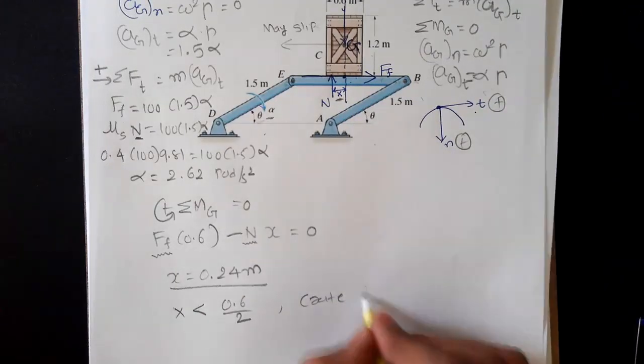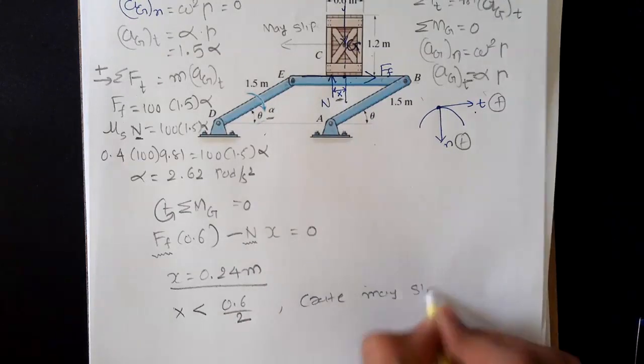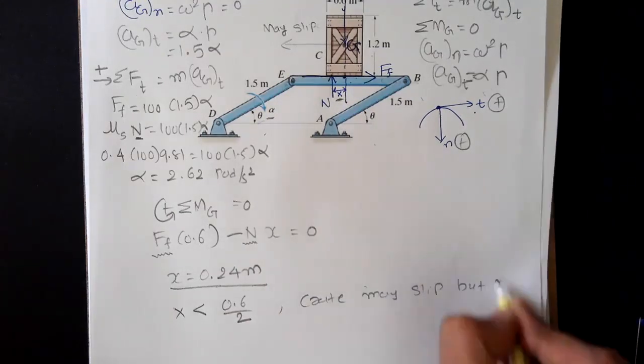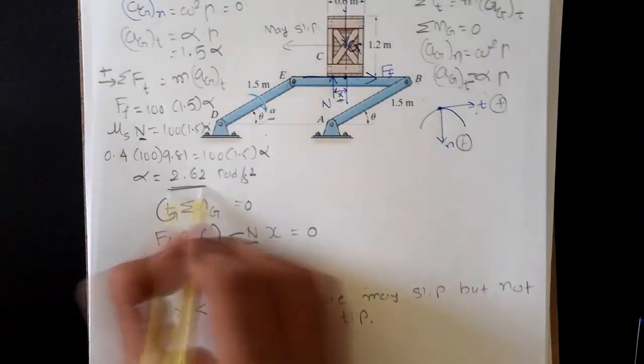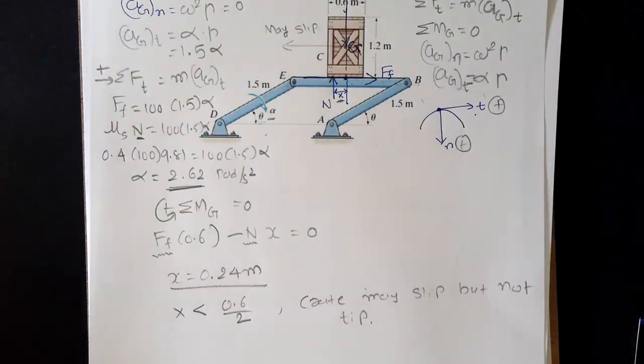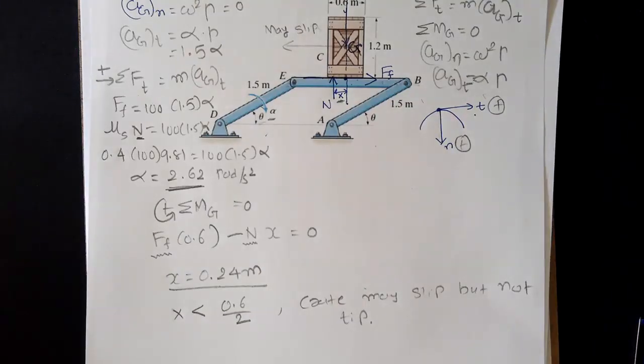the crate may slip but not tip with this value of initial angular acceleration. Okay, and that is the end of the solution.